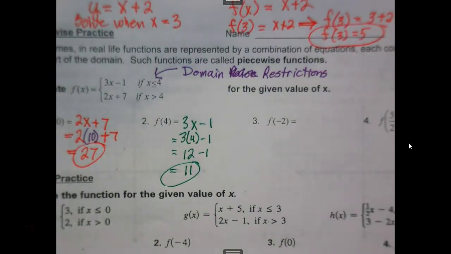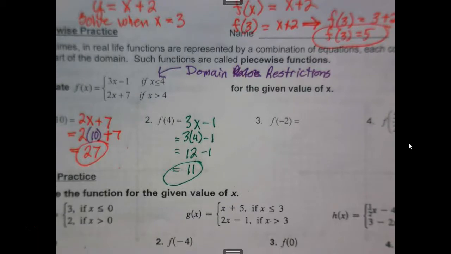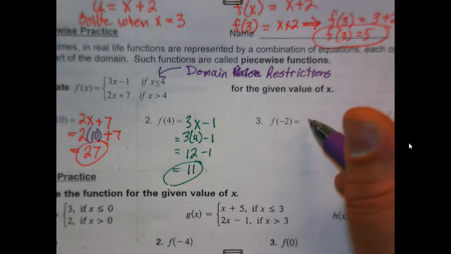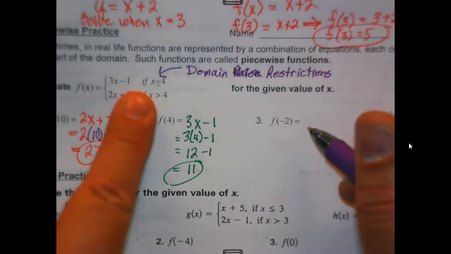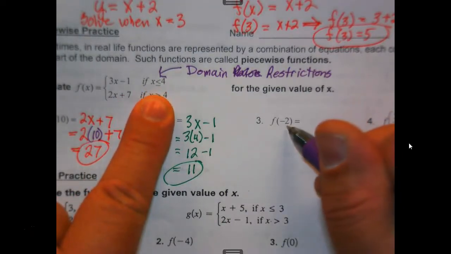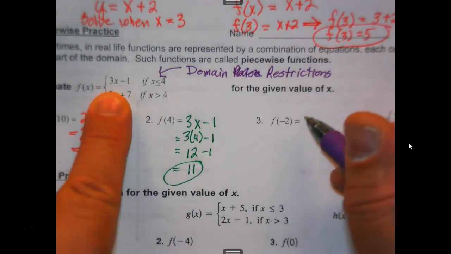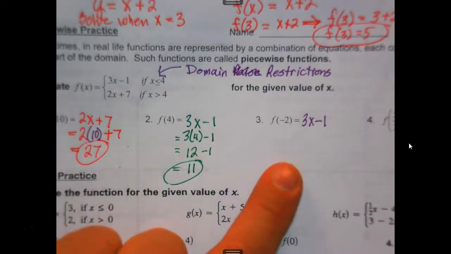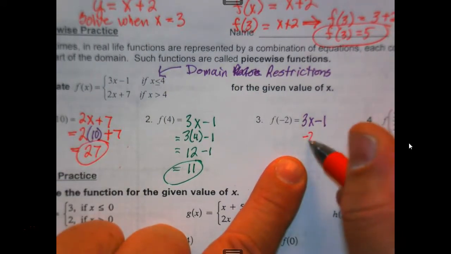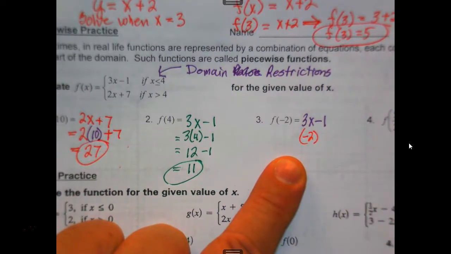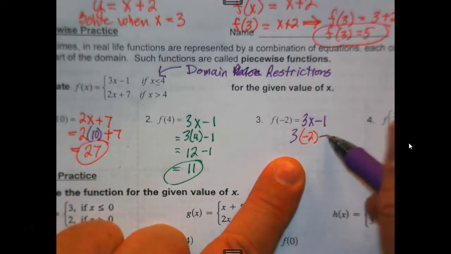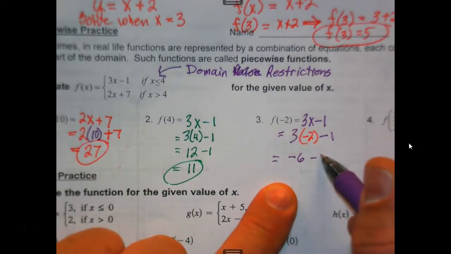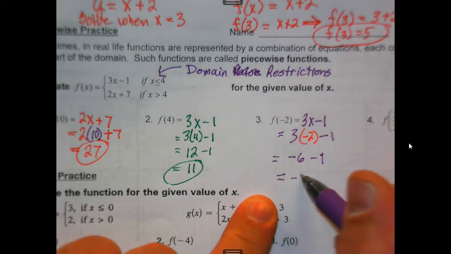Okay, what about when my x is negative 2? Which one am I going to use? Negative 2 is less than 4, so we got to use the top one. 3x minus 1. Then we substitute in negative 2 for x. So I have 3 times negative 2 minus 1. Negative 6 minus 1. Negative 7.